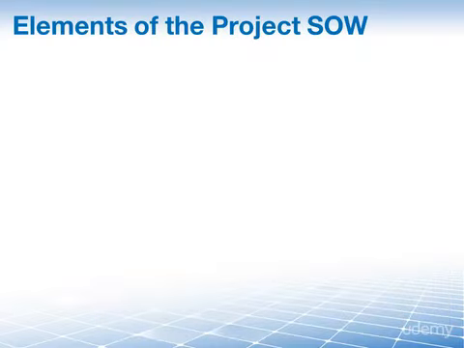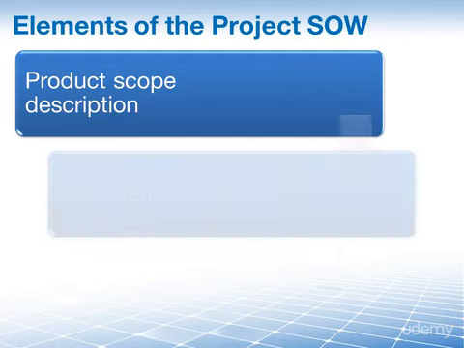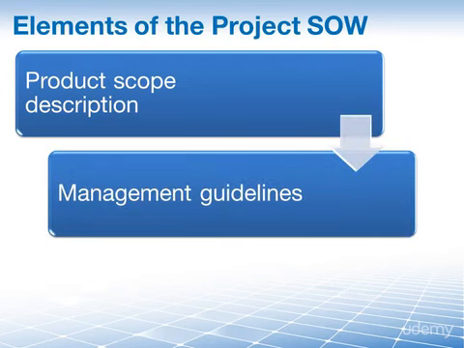And what exactly are we doing on this project? The project statement of work should describe the details and characteristics of the product, service, or result that is expected to be delivered by the project. And then also, how are we supposed to manage this project? The project statement of work can describe how the creation of this particular product, service, or result should be managed.